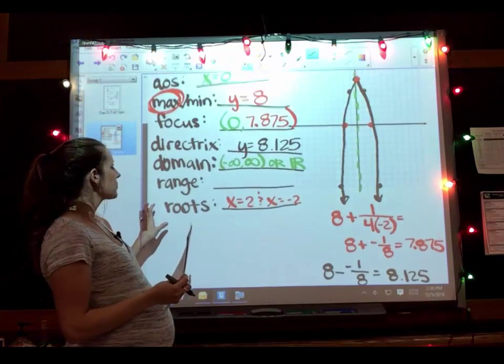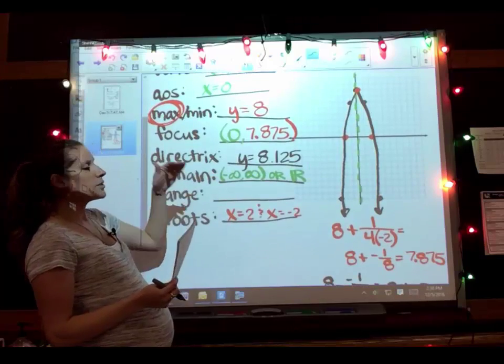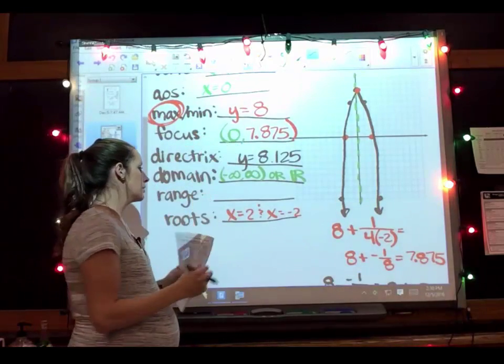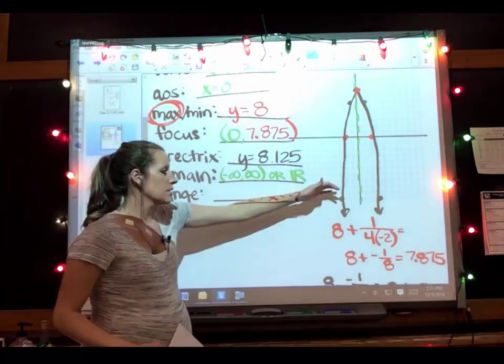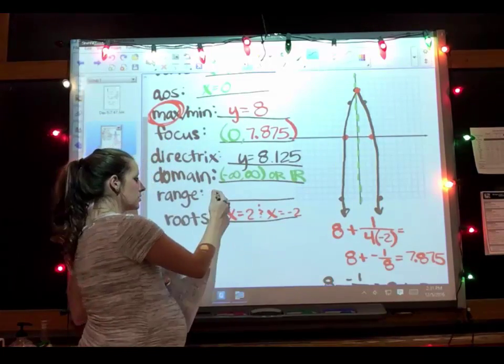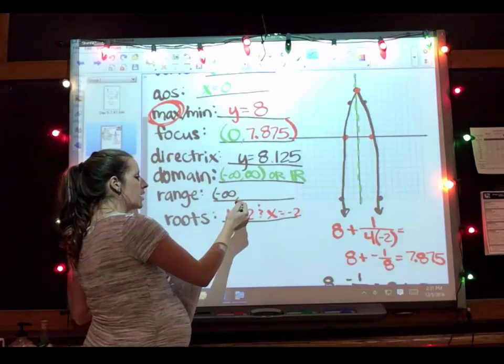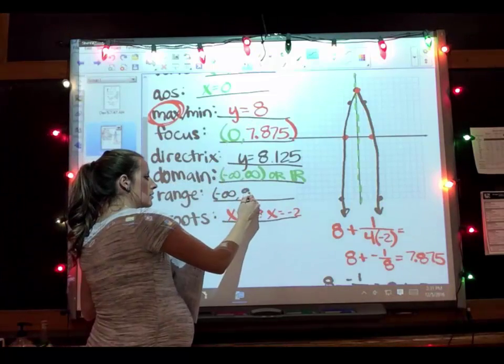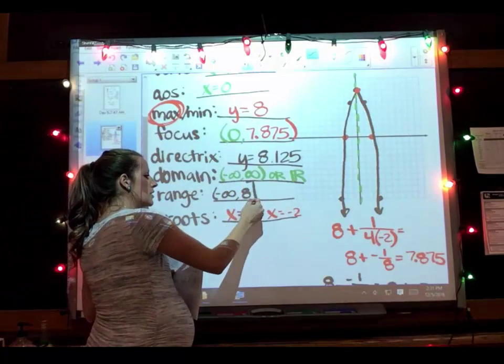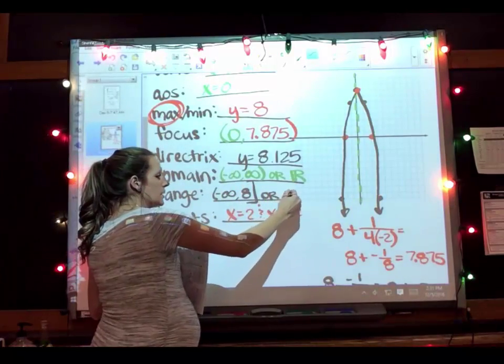Okay, your range, since we have a maximum, what happens is we start out at negative infinity because it goes down forever and ever. So start out at negative infinity, and it's going to go up to your maximum, which we said was 8. So negative infinity to positive 8. Or you could say y is less than or equal to 8.